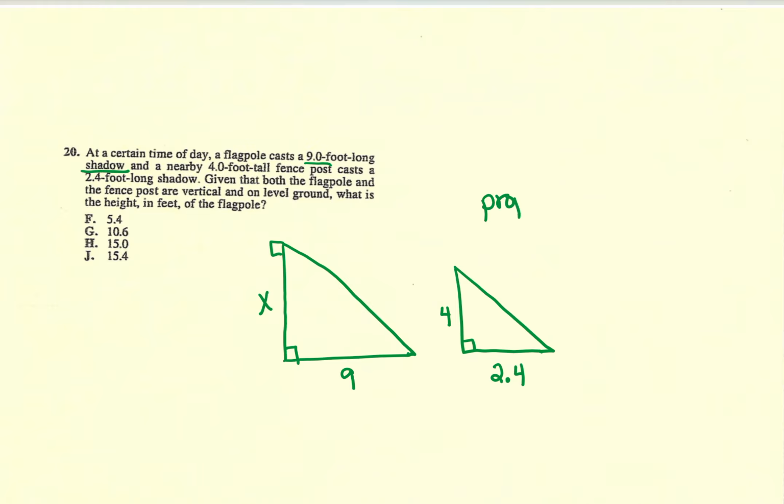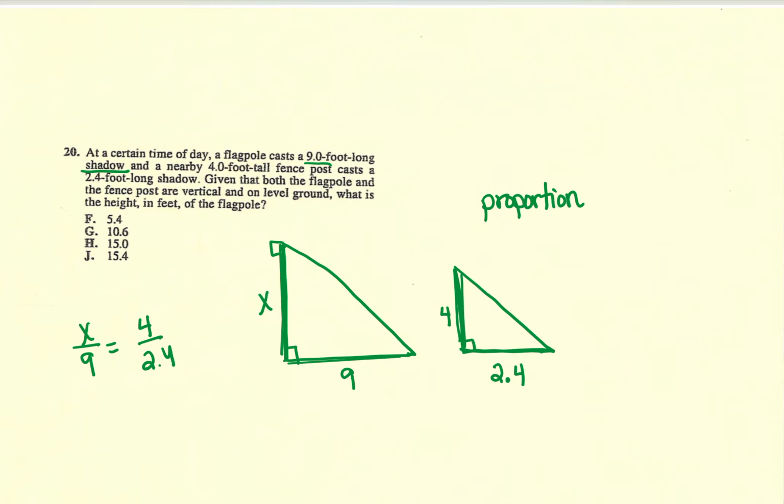This right here is setting up a proportion. So when you set up a proportion, just make sure you put the person that it goes to. So I'm going to say x is to 9. So I'm going to say this tall side to the ground side is equal to this tall side to that ground side. And 4 over 2.4.